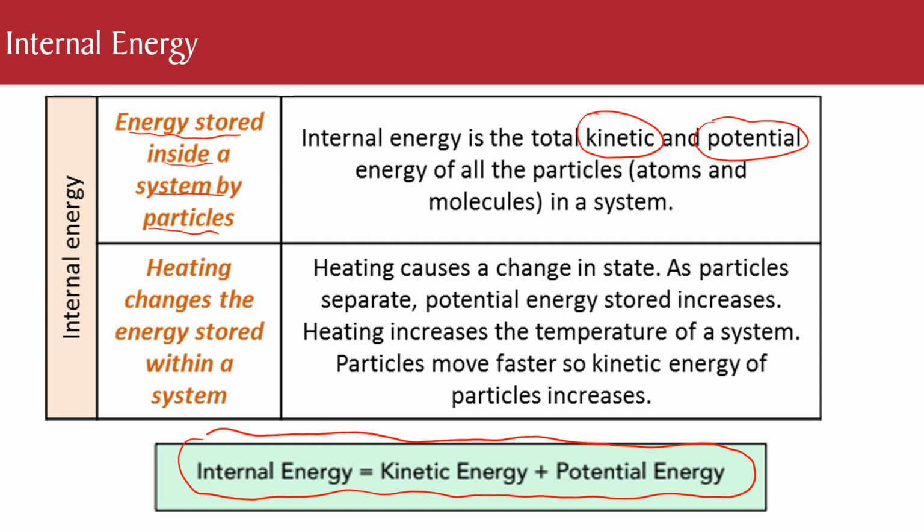Now, if we heat it, it can change the energy stored within the system. So heating can cause a change of state. Right? And as particles separate, the potential energy stores increase. Heating increases the temperature of a system and particles move faster. Right? So as you heat it, the potential energy gets bigger and the kinetic energy also gets bigger.